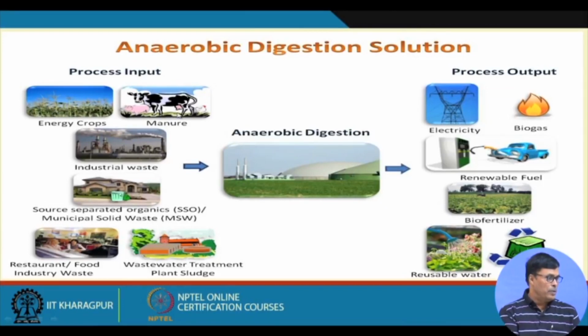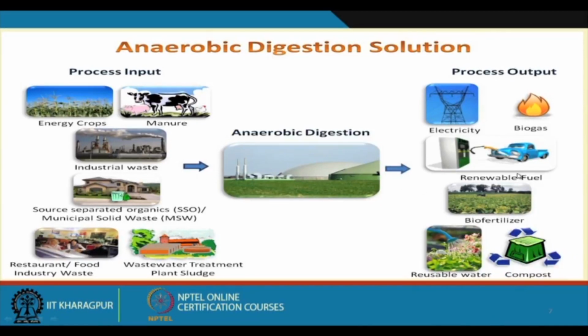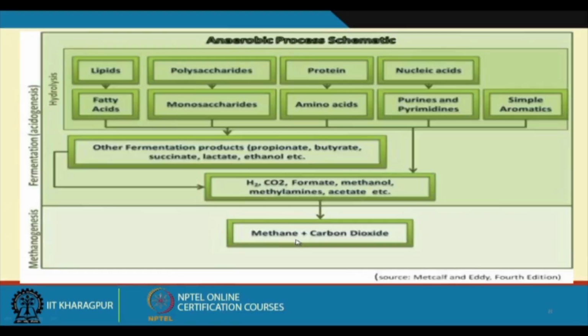We have energy crops, manure, industrial waste, and different restaurant waste and wastewater. When passed through the anaerobic digester, it looks like this, and it can be used as a renewable fuel. The digested material can be used as a biofertilizer, which increases the growth of plants very much. We can also use it for the generation of electricity.